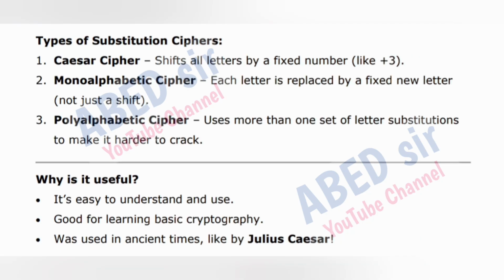Types of substitution ciphers. 1. Caesar cipher shifts all letters by a fixed number like +3. 2. Monoalphabetic cipher: each letter is replaced by a fixed new letter, not just a shift. 3. Polyalphabetic cipher uses more than one set of letter substitutions to make it harder to crack.